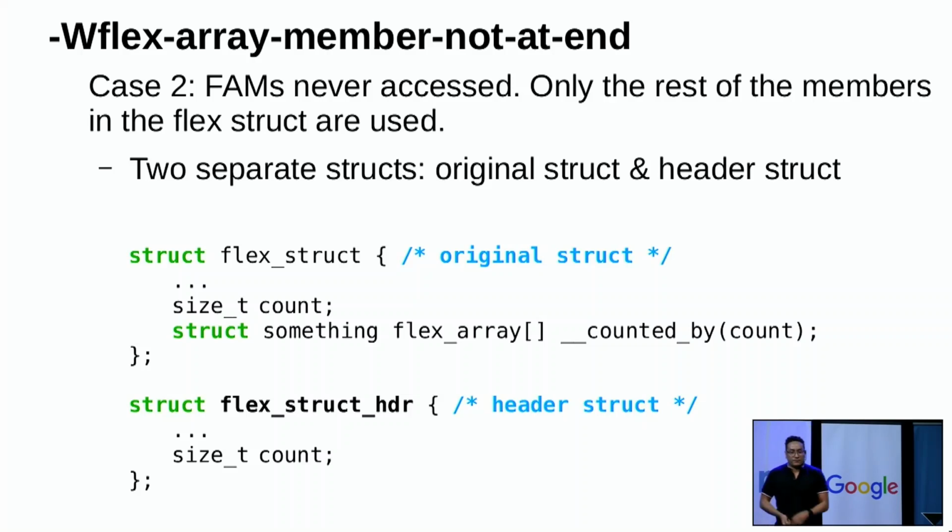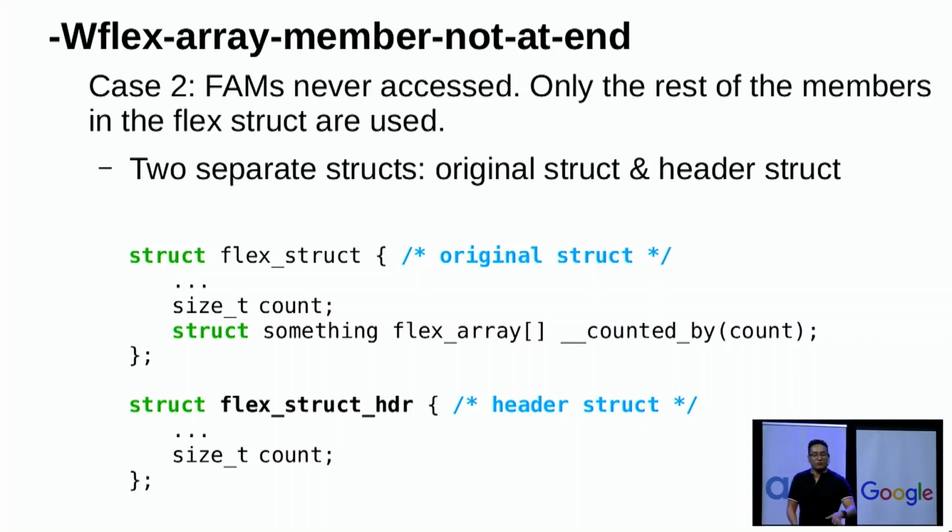Okay, so in that case, one strategy could be to have two separate structures: one which is the original, the flex struct, the one that contains the flexible array member, and the other one would be the one that will contain the rest of the members, right? So the original without the flexible array.